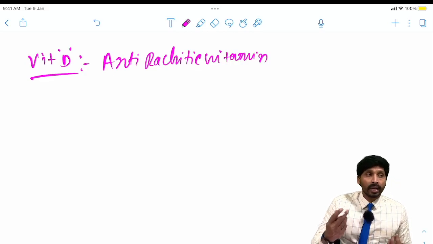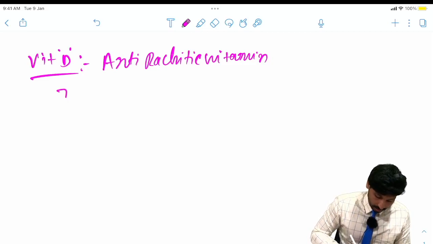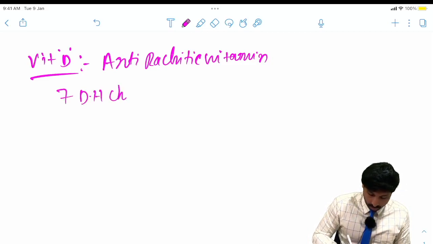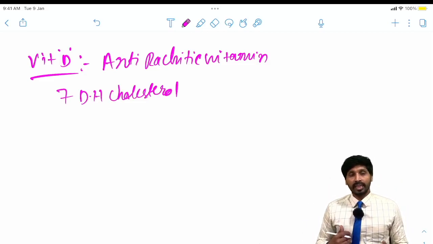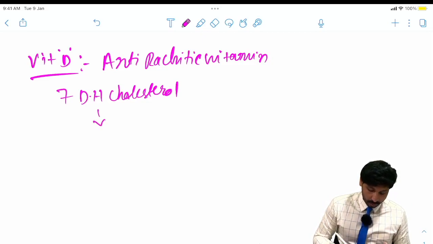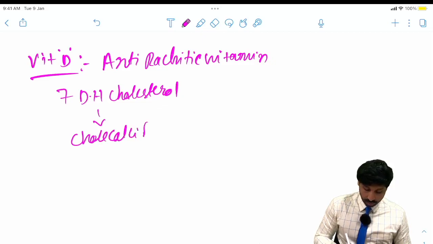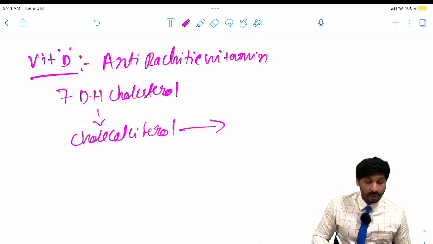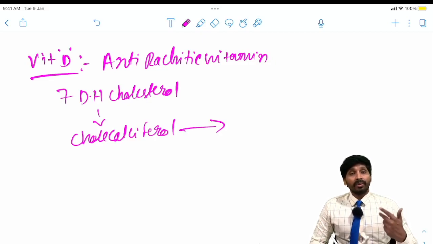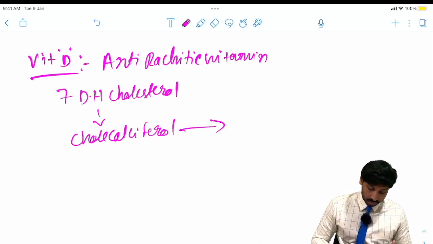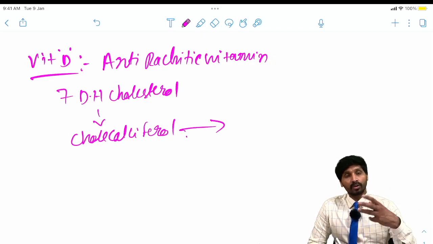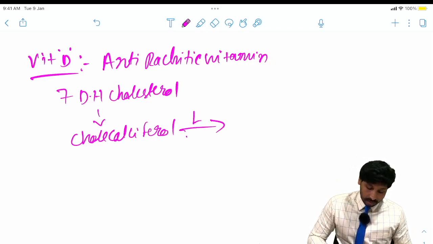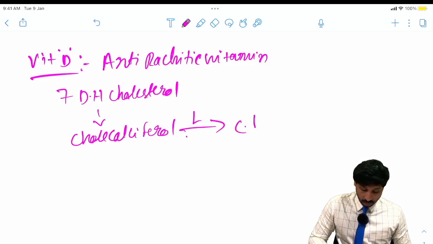We are all aware that there is plenty of cholesterol in our skin, that is 7-dehydrocholesterol. When UV rays strike our skin, this 7-dehydrocholesterol is converted to cholecalciferol, and this cholecalciferol is shifted to the liver, where there are the enzymes 25 hydroxylase and 1 alpha hydroxylase. The 25 hydroxylase is useful in hydroxylation of the 25th carbon, and it is then known as calcidiol.